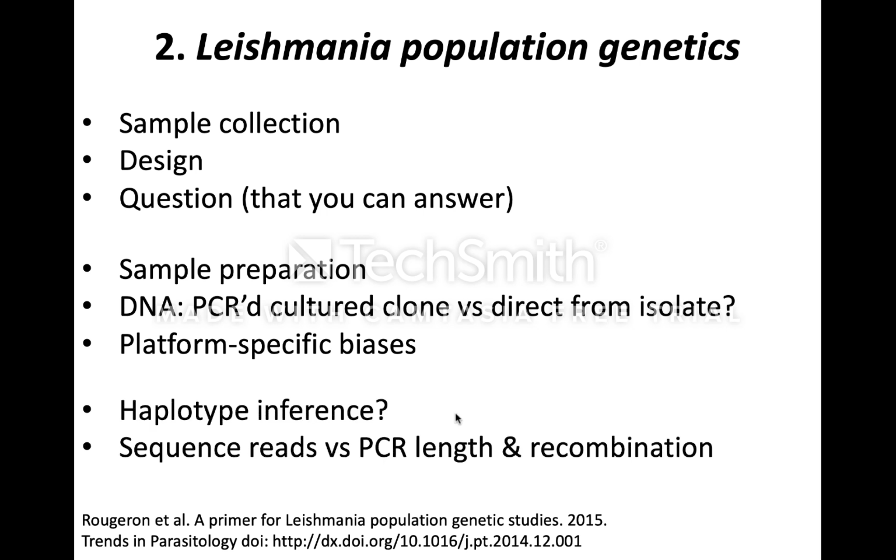Another feature is, can we infer the haplotypes, the SNP co-inheritance patterns across chromosomes? And also we need to consider that if we're looking at genomic sequence reads, how long are they, or how long is our PCR product, and can that actually give us information on the wider segments adjacent to that particular portion of interest.